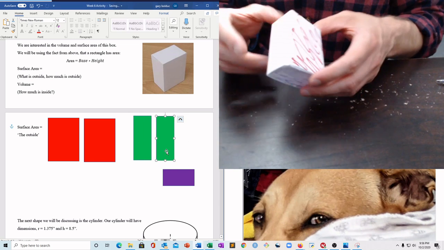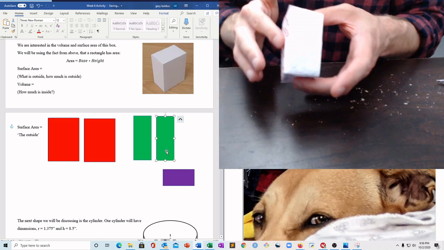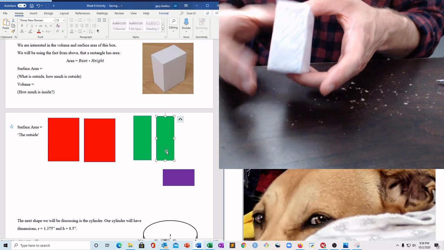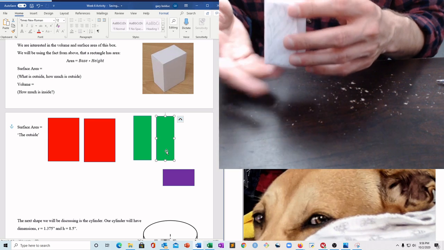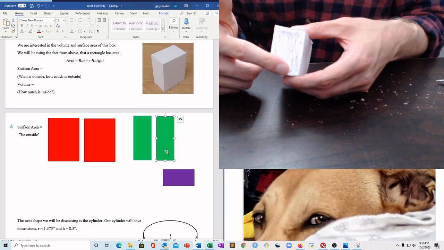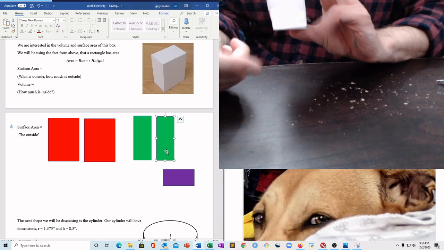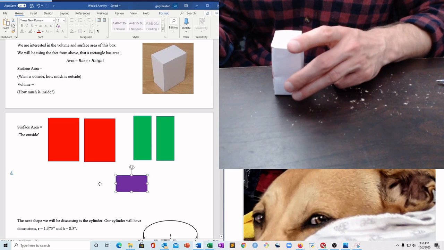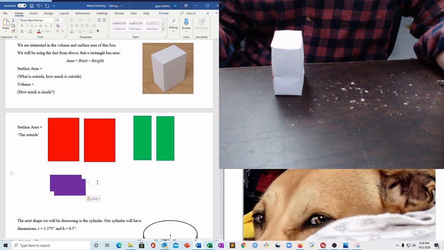And lastly, what have I done so far? I've gotten this, this, this, this. So all of these sides. Now I just need, if I'm holding it this way, the top and the bottom. So let me flip it this way. So here's the top, the purple, but also the bottom is the same exact rectangle. So altogether, I need two of these.